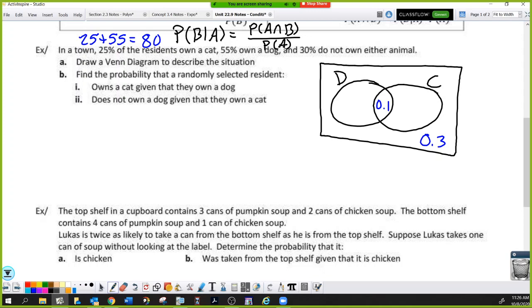And now we can fill in the crescents, because dogs is supposed to be 55%. 10 of it's in the middle, so the other 45% is over here. The circle for dog has to add up to 55, and now it does, 45 and 10. And the circle for cat has to add up to 25, 10's in the middle, so 0.15 is over here. There's our Venn diagram. Just double checking, yes, that does add up to 1. There's our Venn diagram that describes this town.